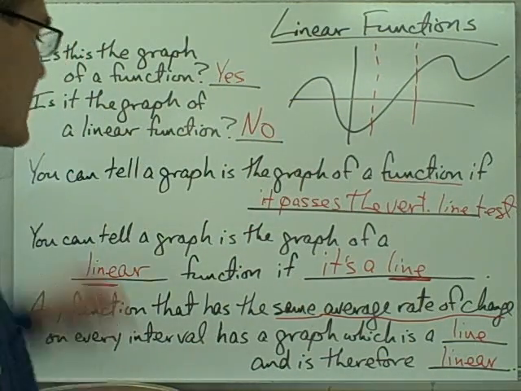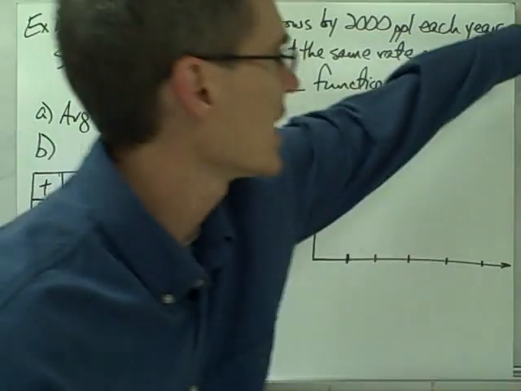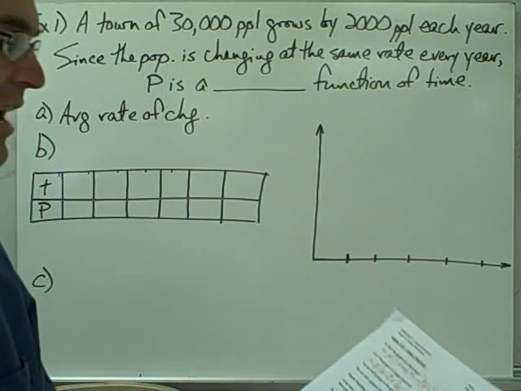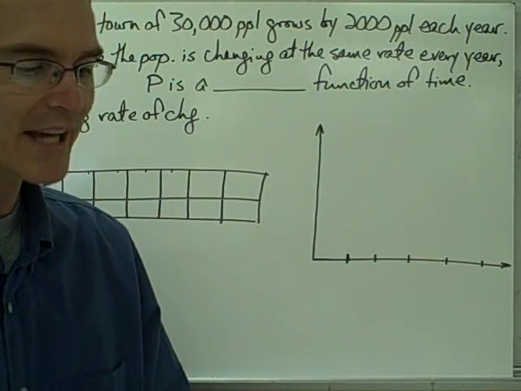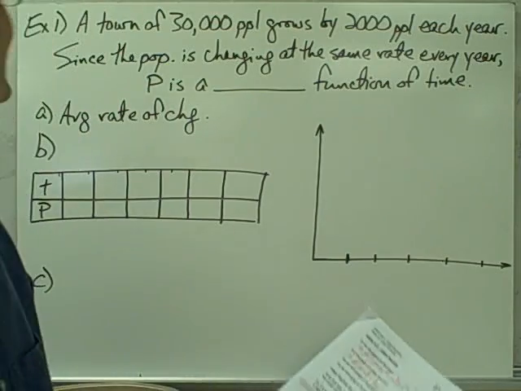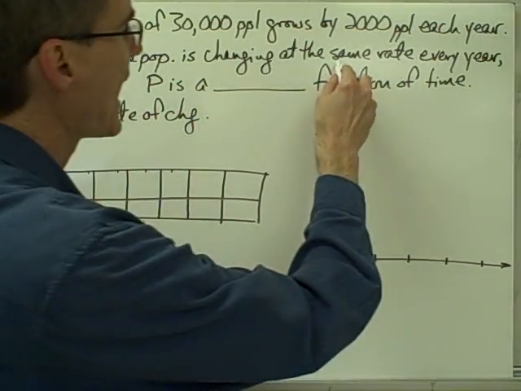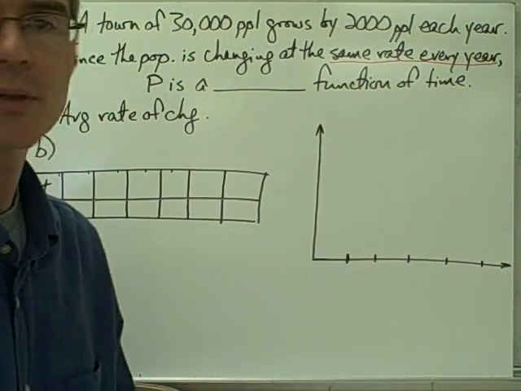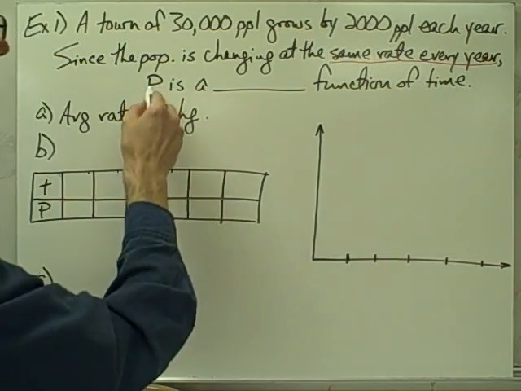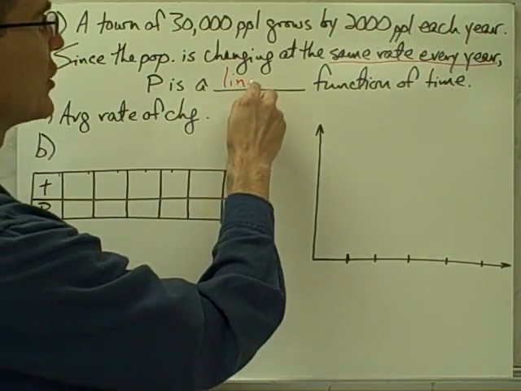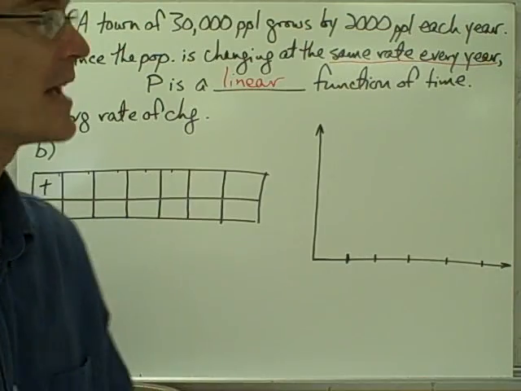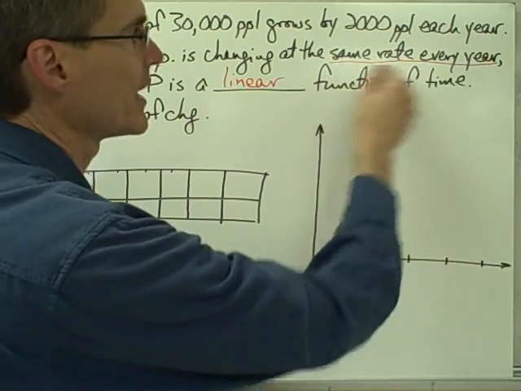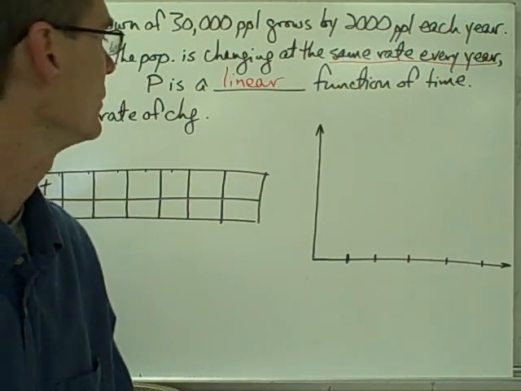So let's take a look at an example where we're going to see this constant average rate of change. Example number 1. It says a town of 30,000 people grows by 2,000 people every year. Since the population is changing at the same rate every year, it's going up by 2,000 people every year, then I know that P, my population, is a linear function of time. That's what a linear function means. It means that it has the same average rate of change over every time interval.